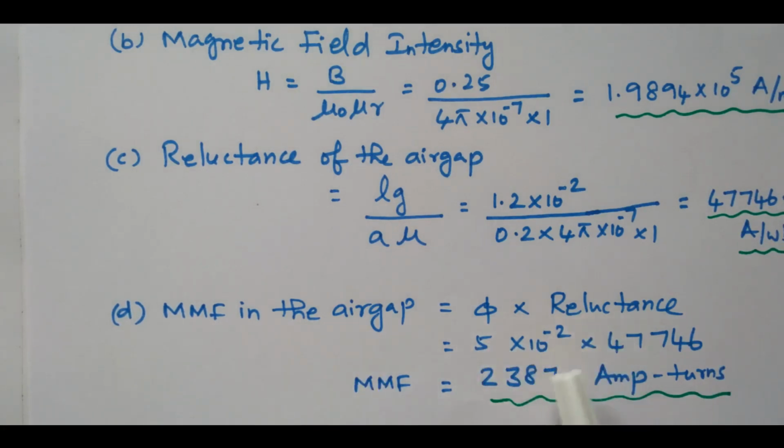Reluctance equal to mmf by phi, so mmf equal to phi into reluctance. The phi value is given as 5 into 10 to the power minus 2, and the reluctance value we calculated is 47,746. By simplifying we got 2,387 ampere turns. So now we calculated all the parameters: flux density, magnetic field intensity, reluctance in the air gap, and mmf in the air gap. Some more problems are available in the magnetic circuit.